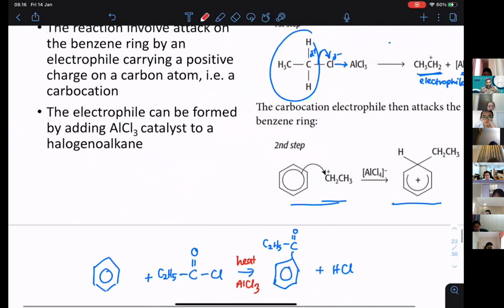So further alkylation can also happen as the reaction proceeds. But do remember, when they say further alkylation, this is going to be 2,4,6 activating. It's not showing yet. Do remember that alkyl groups are going to be 2,4,6 activating.